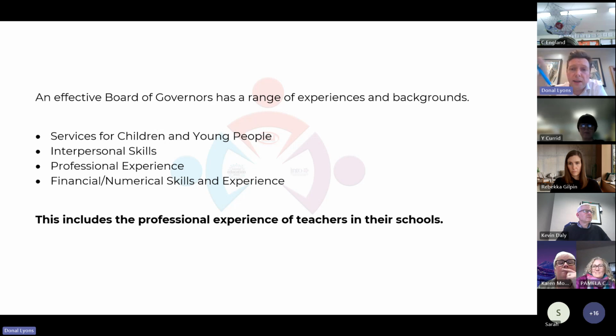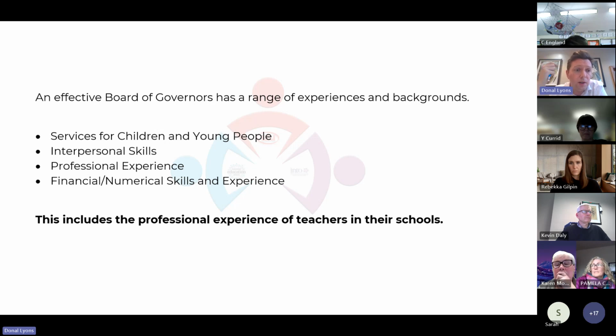So, an effective Board of Governors, this is one of these subjective things, but an effective Board of Governors does bring together a range of different experiences. An effective committee within your union, an effective branch within your union, will always bring together people with different strengths. And this is the same for any time a group of people get together to decide on a project of work or to set strategic objectives.